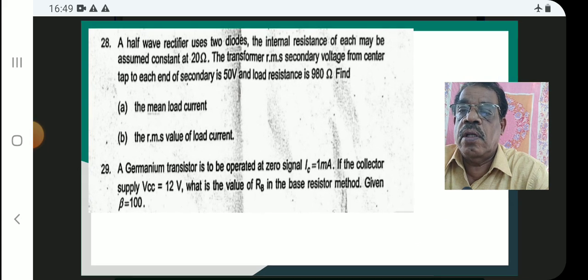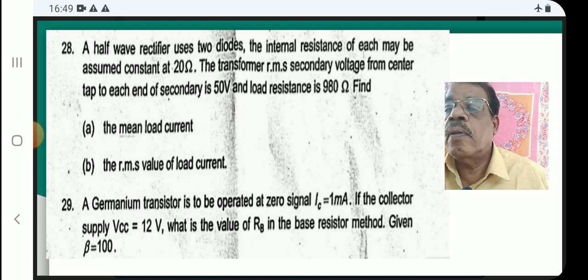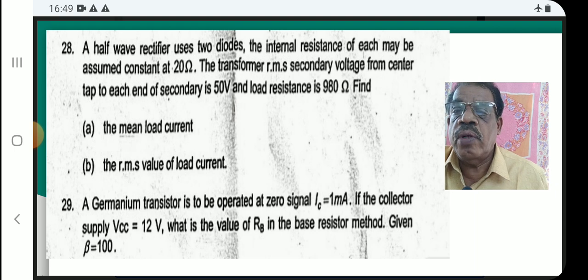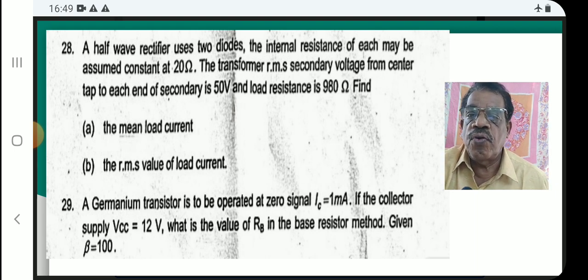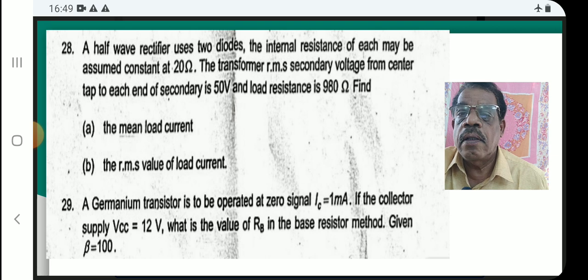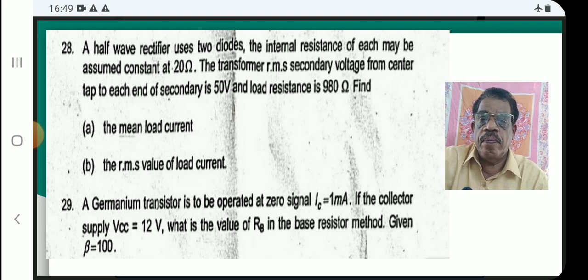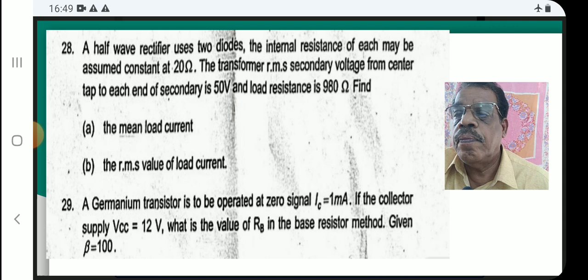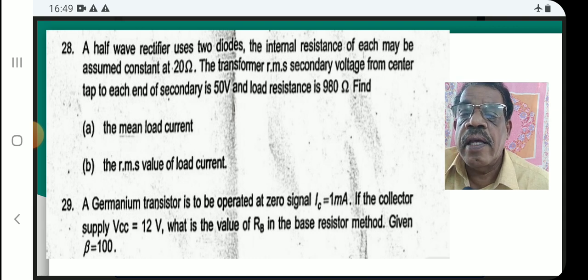Next, question number 28. A half-wave rectifier uses two diodes of internal resistance of each, which may be assumed to be 20 ohm. The transformer RMS voltage from center tap to each secondary is 50 volt. And load resistance 980 ohm.